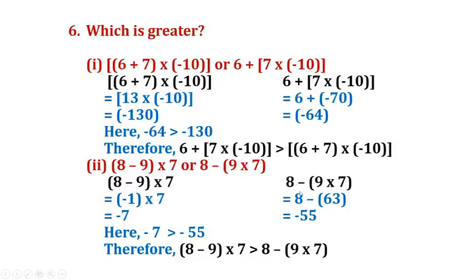Take the second expression, 8 minus of 9 into 7, which is 8 minus 63 here. So now you are subtracting 8 minus 63, which is minus 55. Now again compare which one is greater here. Minus 7 is greater than minus 55, because in integers the smaller one is greater than the greater one. So minus 7 is greater than minus 55. So the first expression is greater than the second expression.